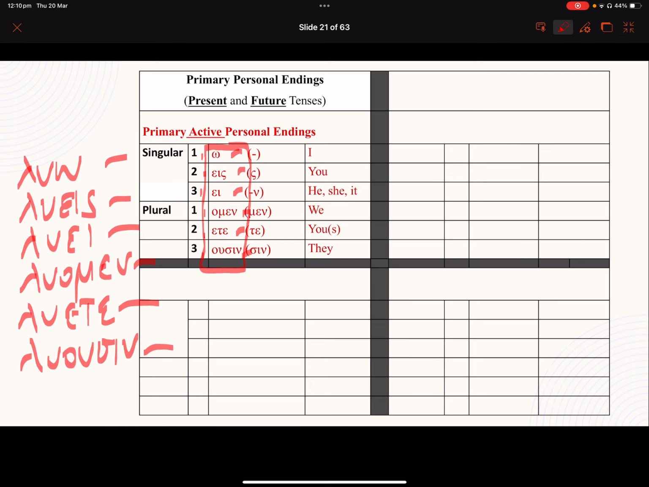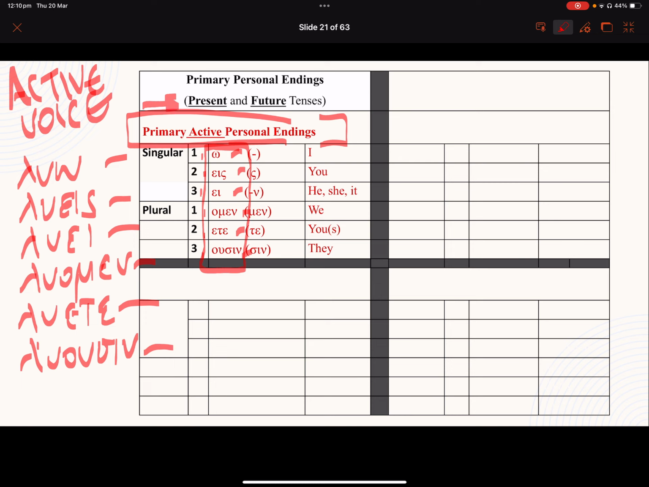It is really important to memorize these endings: o, ace, a, omen, ete, usen. These are what we call our primary active endings. When you see these endings, you know that we are using the active voice, and they are only ever used for the present or the future tense. I am loosing or I will loose. So these are our primary active endings.